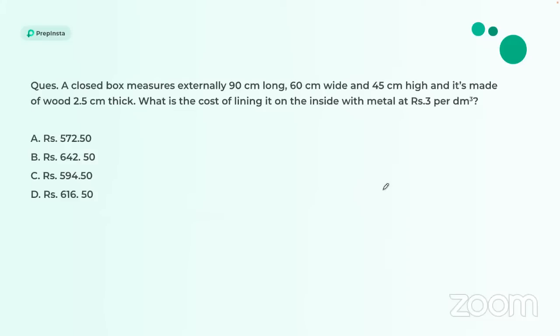Next, look into the next problem. This is one of the problems I have seen in today's slot. Just look into this. A closed box measures externally 90 centimeters long, 60 centimeters wide, and 45 centimeters high, and it's made of wood 2.5 centimeters thick. What is the cost of lining it on the inside with metal at 3 rupees per dm square?